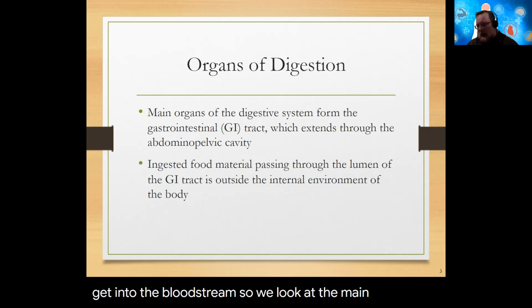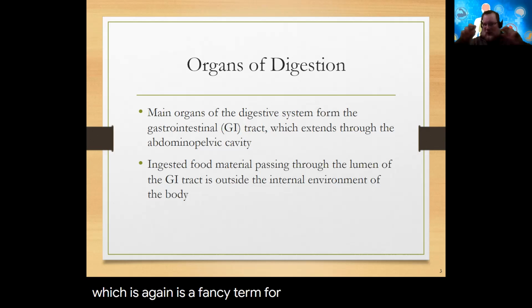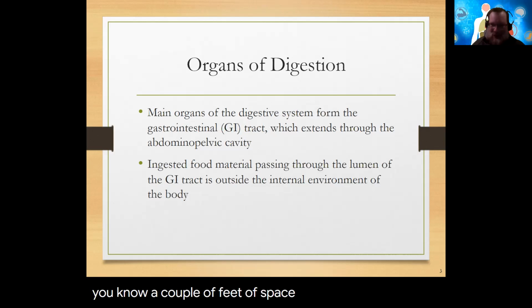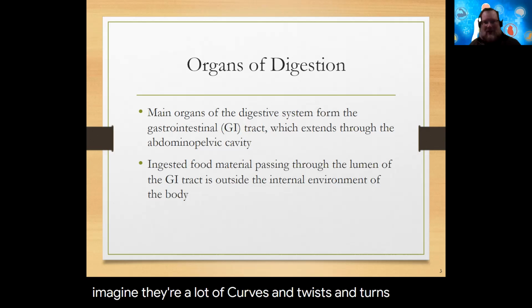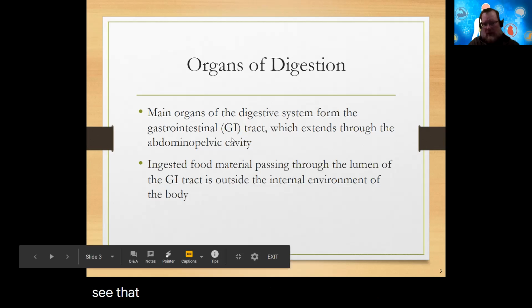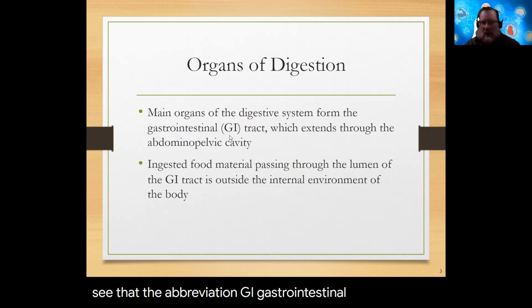We'll look at the main organs of the digestive system. We're going to see a primary tract, which is a fancy term for a tube. Basically, one long continuous tube that starts in the mouth and continues all the way to the anus. So, 20 to 25 feet of tubing in a couple of feet of space. You can imagine there are a lot of curves and twists and turns and convolutions in that tube. We're also going to see some accessory structures that assist with some of the chemistry of digestion. We do see the abbreviation GI, gastrointestinal. Gastro means stomach; intestinal has to do, of course, with the intestines.